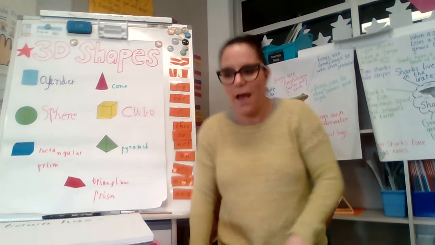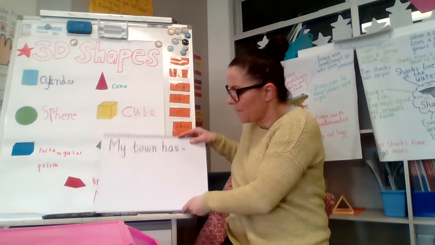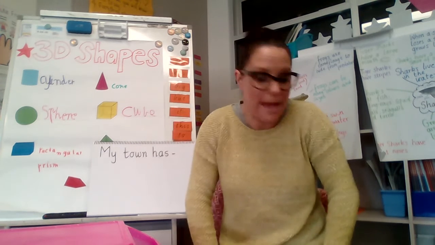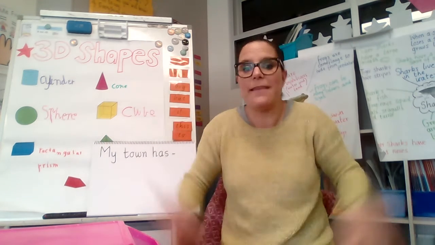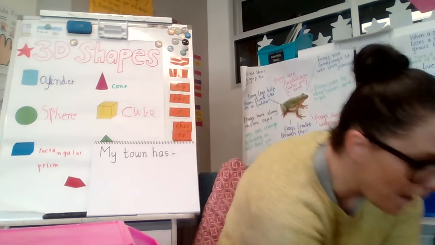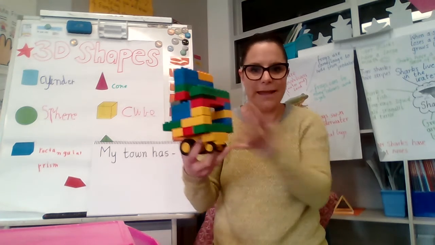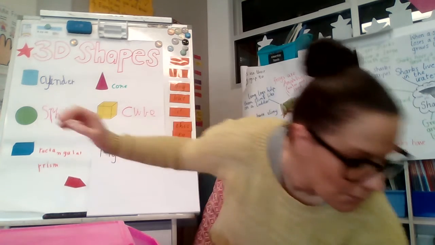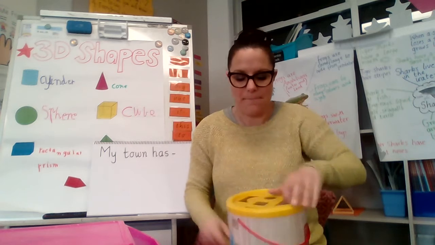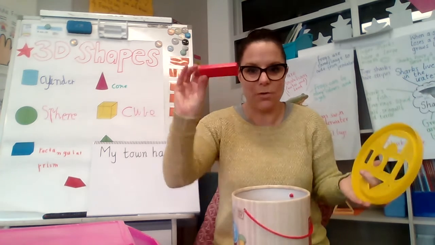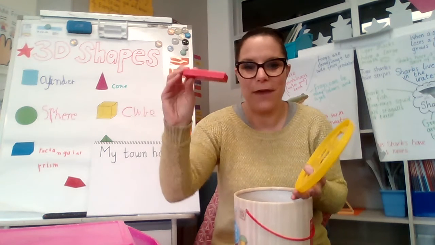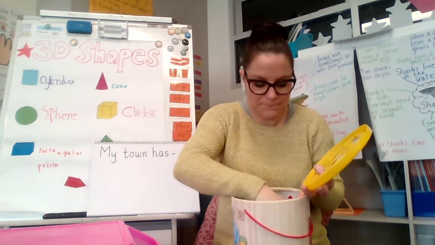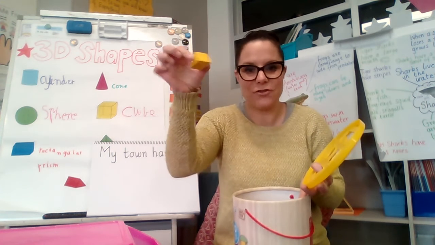So today we are going to make a town, and then we're going to write about it. I've already got here my sentence, my town has. We're going to use anything from around the house. You might want to use Lego or Duplo that you've got at home. You might also have some beautiful wooden blocks that you want to use, and there we have a rectangular prism there. There's another rectangular prism. There we have a triangular prism.